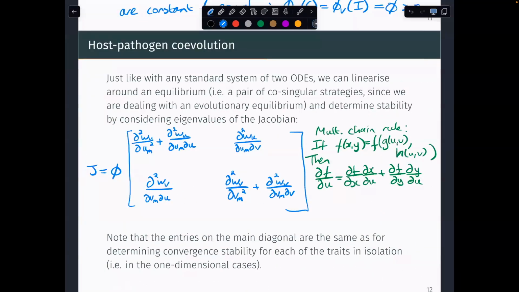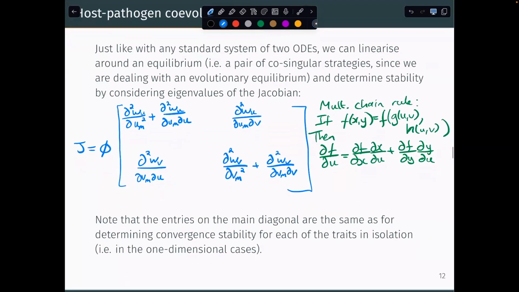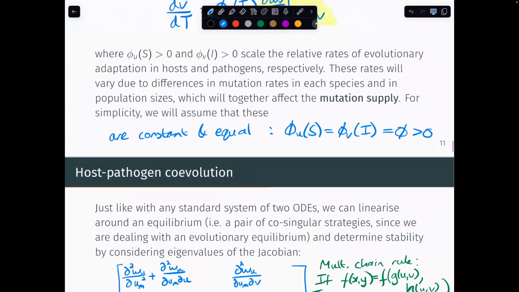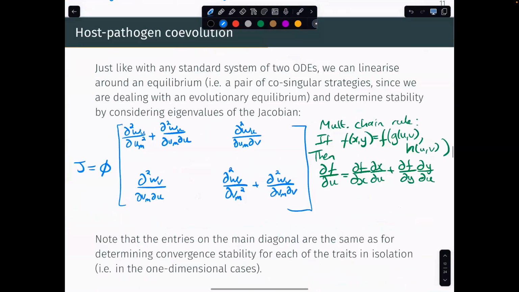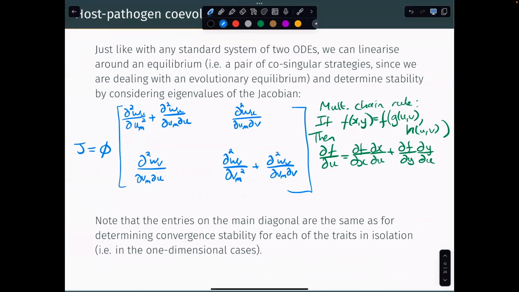So this is kind of messy, but really the thing to remember here is all we're doing is our standard linear stability analysis around an evolutionary equilibrium. So we need to think about our Jacobian of our ODEs from this slide up here. To get that, we need to use the multivariable chain rule. But ultimately, the eigenvalues of this matrix will tell us whether our evolutionary equilibrium is locally asymptotically stable. In other words, is it convergent stable or not?